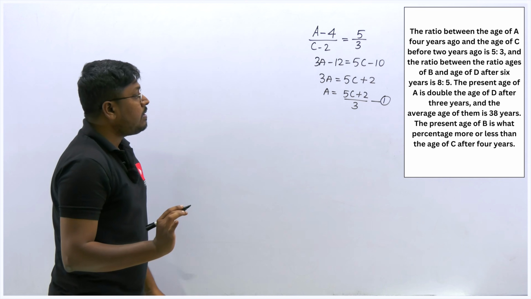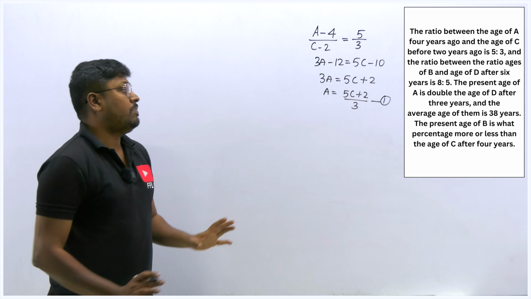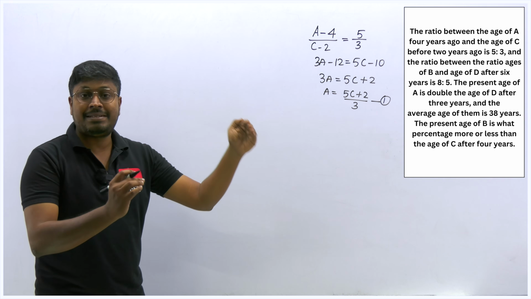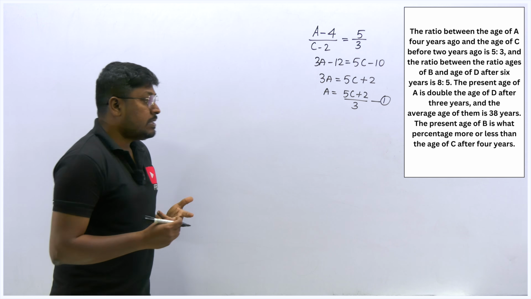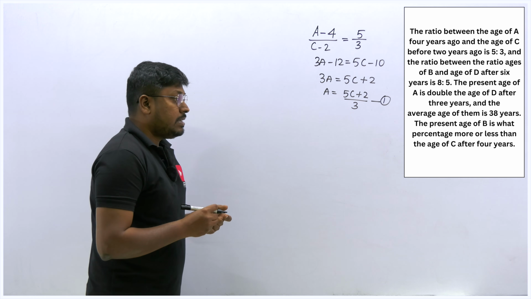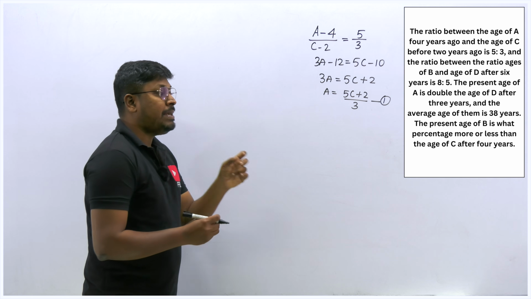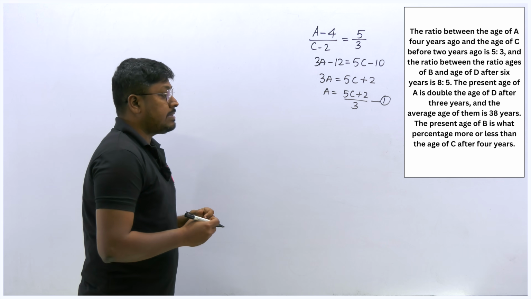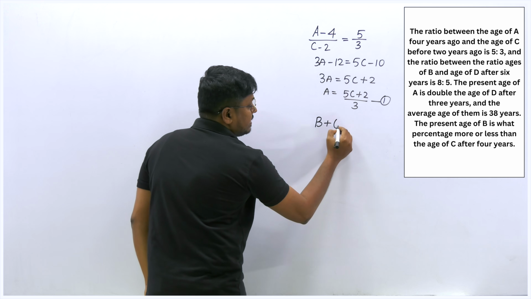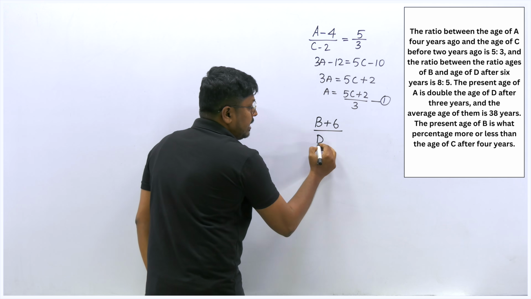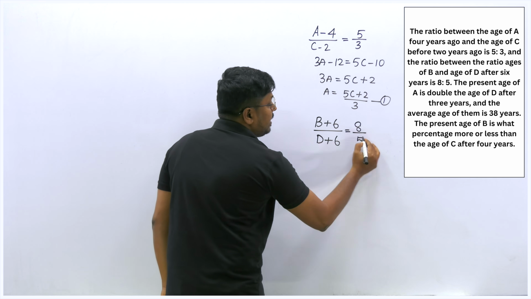So friends, understood what I did? Either you can find the C value or you can find the A value, whichever, that is your wish. Finally, we are going to substitute into (A + B + C + D) divided by 4 equals 38. That's it. So next point, what they have given is the ratio between the ages of B and D after 6 years. Okay, so both persons' ages after 6 years. So B plus 6 after 6 years, and D plus 6 after 6 years. What is the ratio they have given? 8:5. That means 8/5.